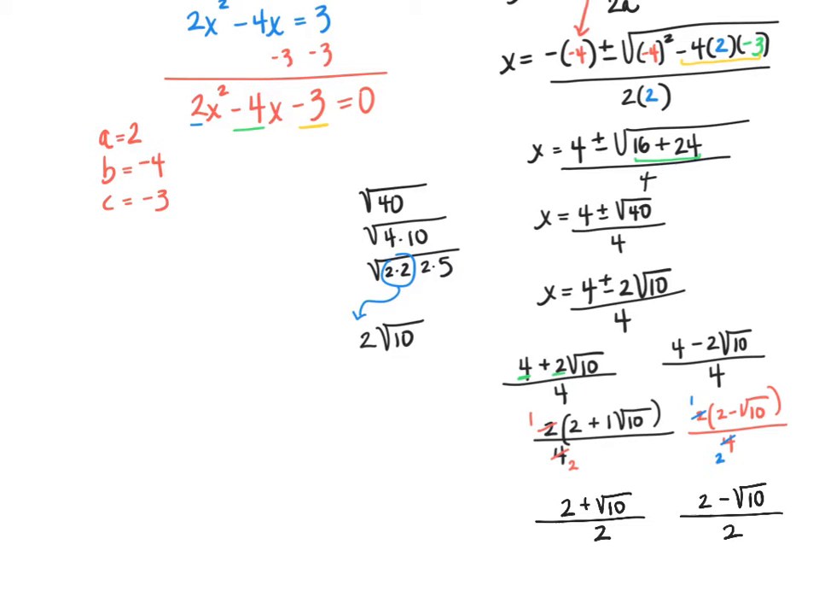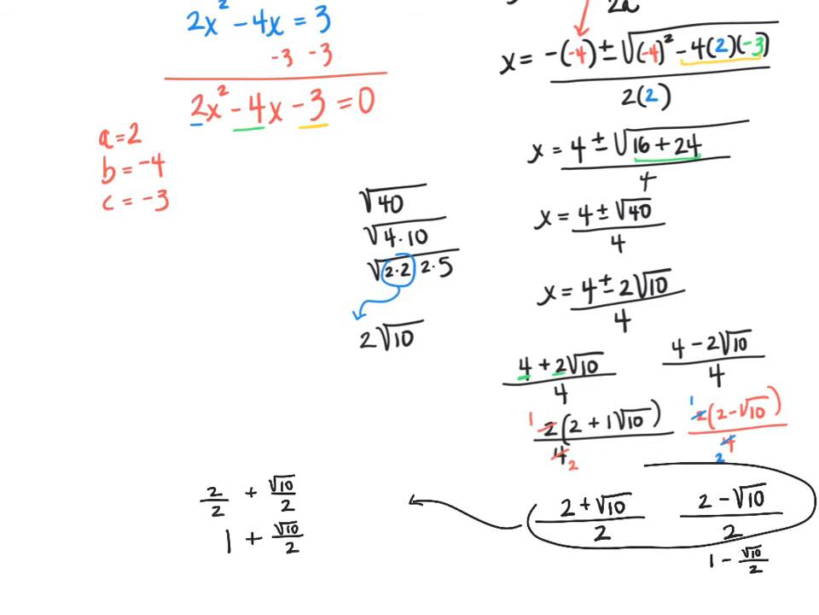Another way you could write that, just so that you know, you could go kind of further. 2 divided by 2 plus root 10 divided by 2 is the same as 1 plus root 10 over 2. So just know there's a few different ways that you could actually reduce that. And then of course this one could also be written 1 minus root 10 over 2. So depending on how your teacher likes it, both solutions are simplified and appropriate.